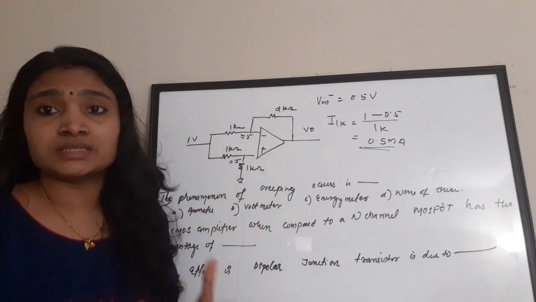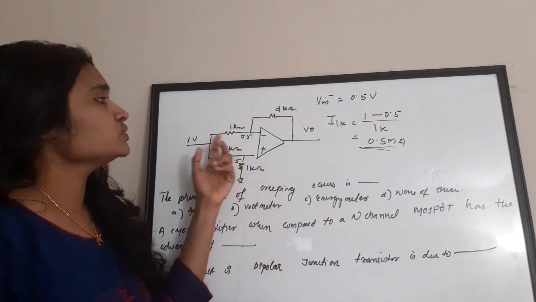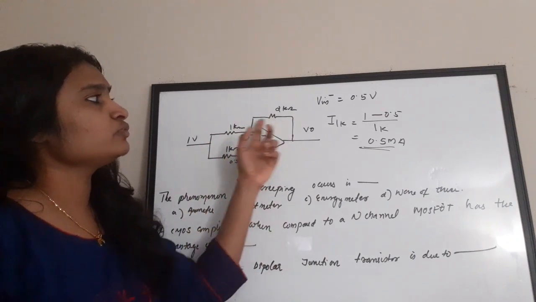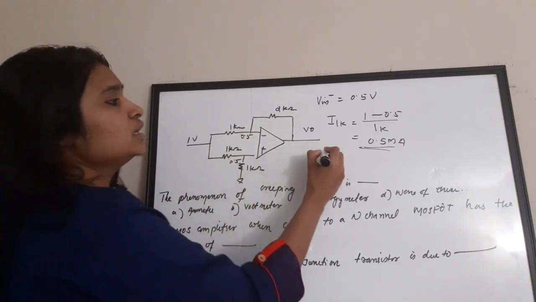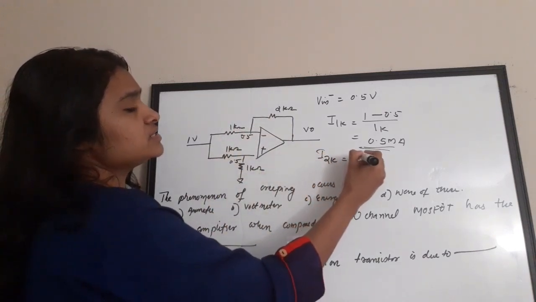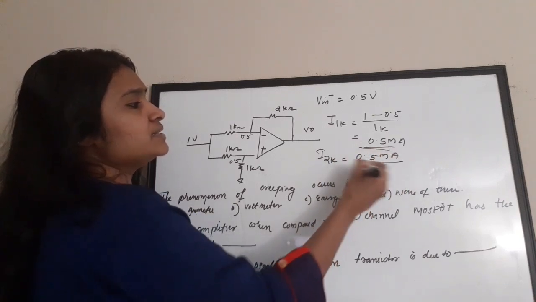This thing we have discussed in the op-amp video. Please do have a look. So the current flowing through 1K is nothing but the current flowing through the 2 kilo ohms in the feedback. So what is I 2K, that is in the feedback? It is equal to 0.5 milliampere itself.